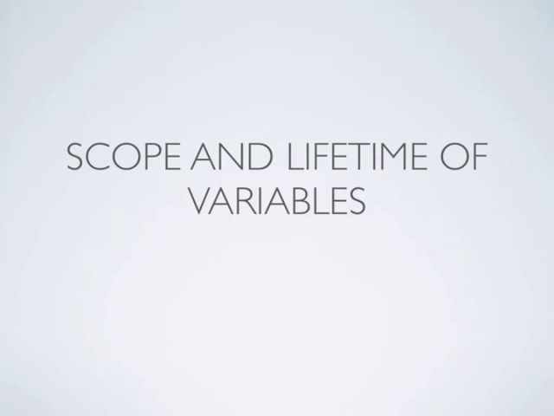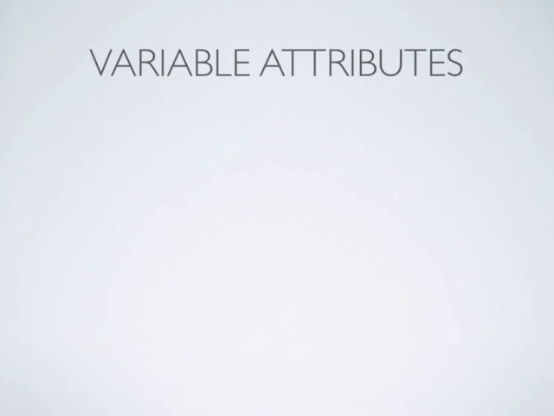Now that we've spent a little time talking about JavaScript functions, this would be an appropriate time to discuss the scope and lifetime of variables. We've talked about variables quite a bit previously. We know that variables have attributes. The attributes we've discussed previously are the variable's name, the variable's value, and the variable's data type. All three of those attributes can be used to describe any particular variable.